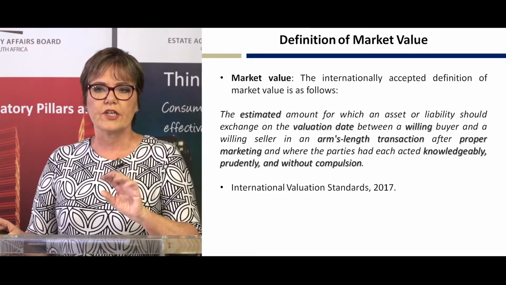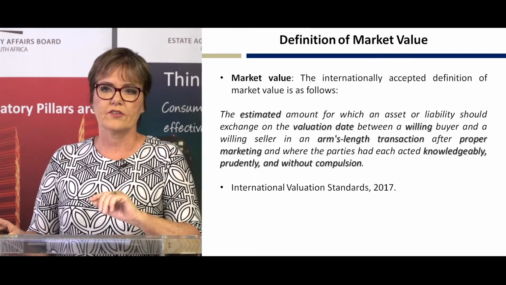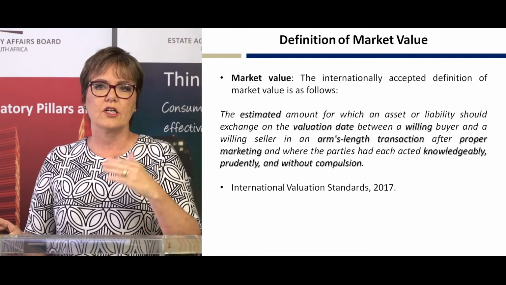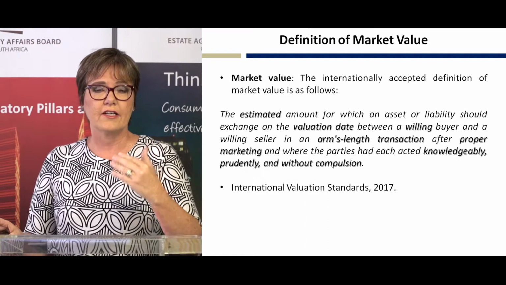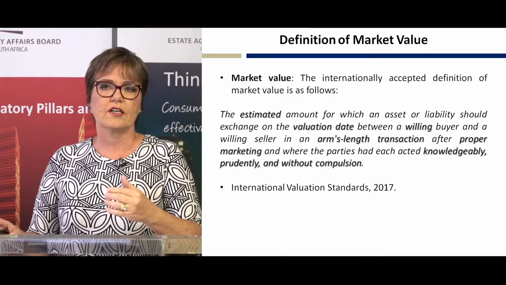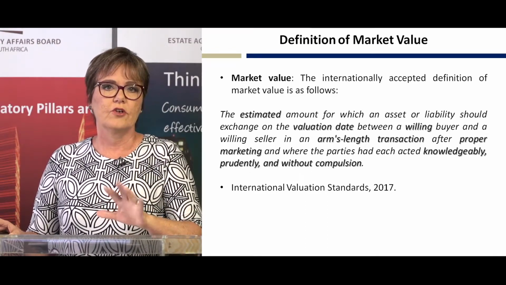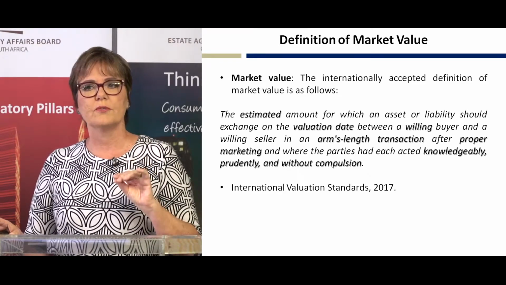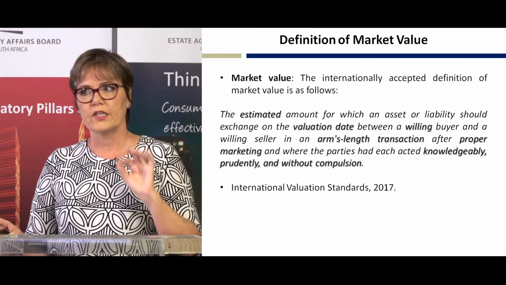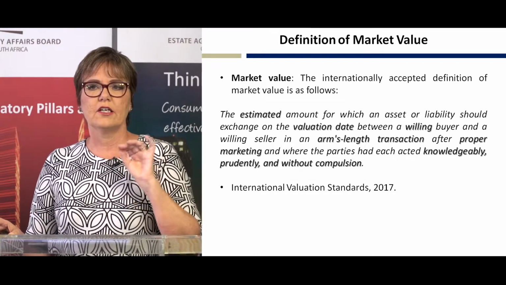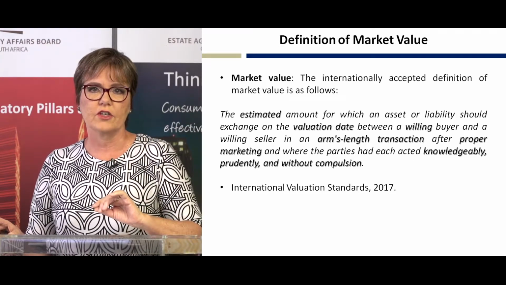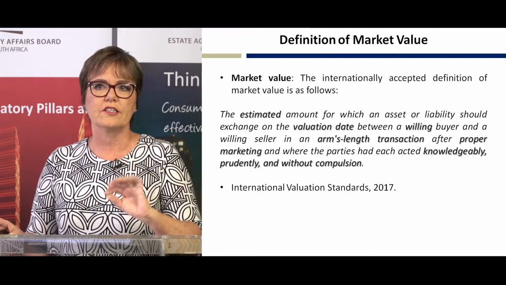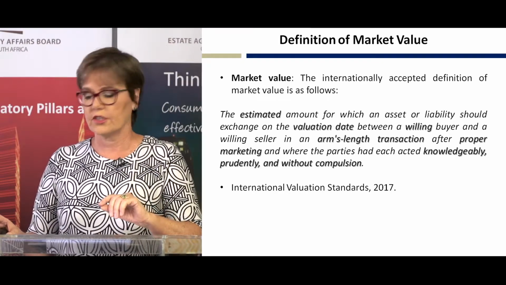You will see already with the estimated amount that's part of the definition, we as property valuers are just giving an estimate to our clients with regards to our opinion of market value, whereas market value will only be determined once a willing buyer and a willing seller sign that contract. Then we would know that is where the market was prepared to sign.